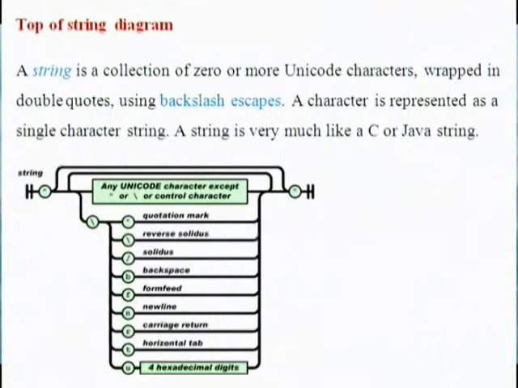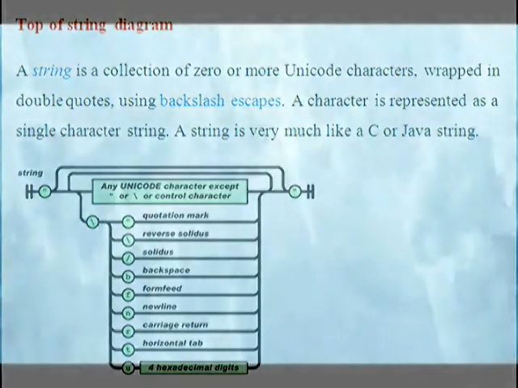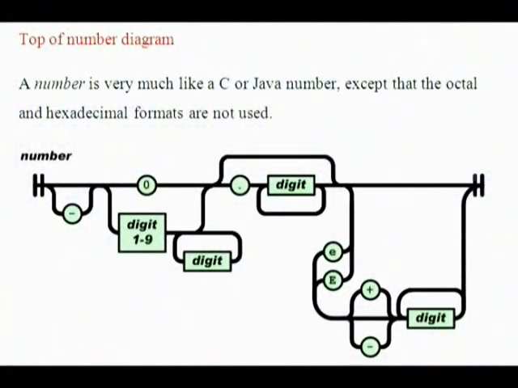Top of string diagram. A string is a collection of zero or more Unicode characters wrapped in double quotes using backslash escapes. A character is represented as a single character string. A string is very much like a C or Java string. Top of number diagram. A number is very much like a C or Java number, except that the octal and hexadecimal formats are not used.